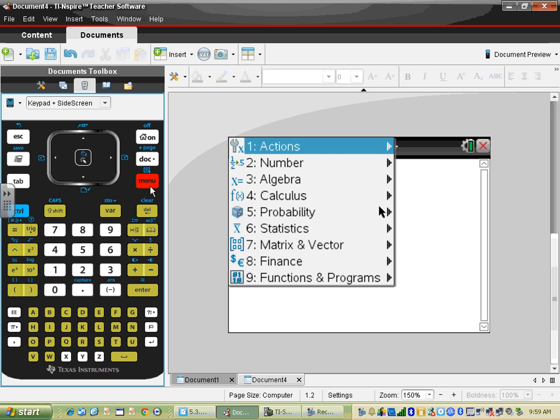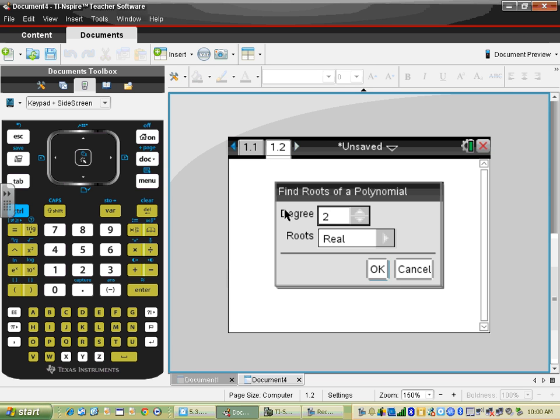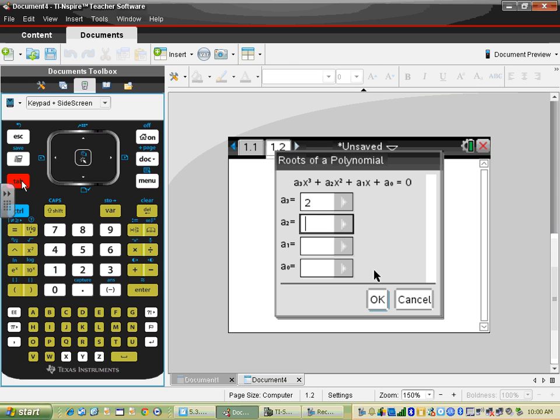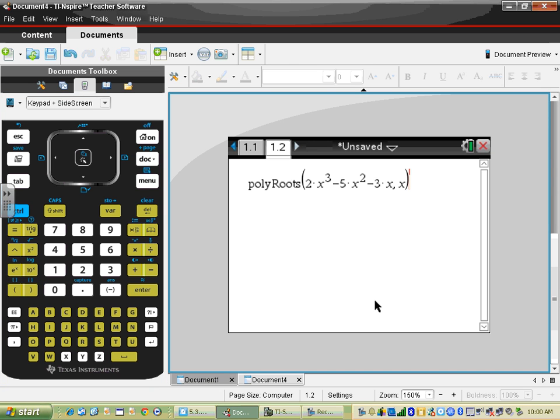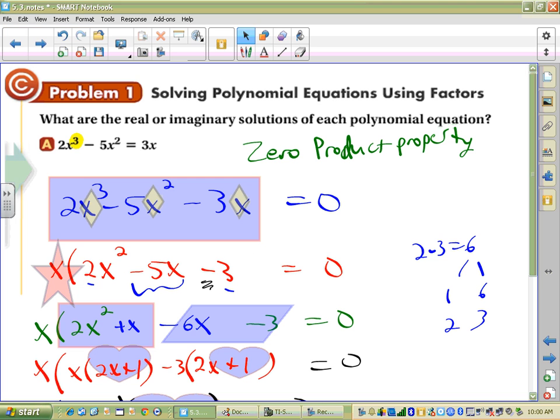So if I go Menu, Algebra, Polynomial Tools, find the roots of a polynomial. The degree of that polynomial is 3. The roots are real. My a value, the coefficient of x cubed, was 2. My next one, the coefficient of x squared, is negative 5. The coefficient of x is negative 3. And the constant is 0. Watch this. How do you like that? It even gives them to you as fractions. Wow.